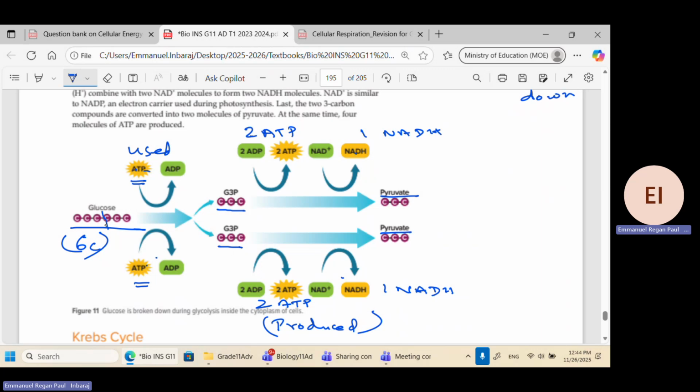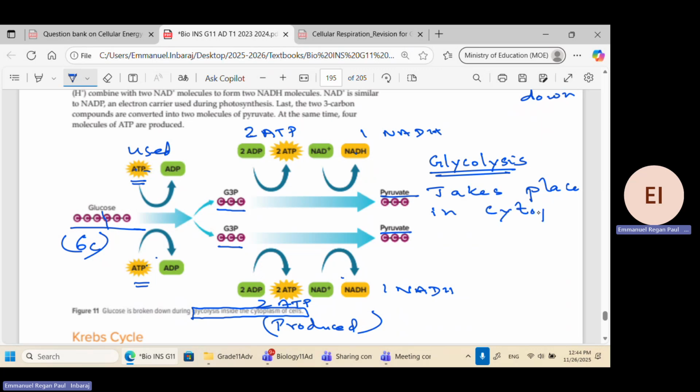So this is what happens in glycolysis. So where does glycolysis take place? See, glycolysis takes place inside the cytoplasm of the cell. A very, very important question. Okay, I will write here, so you will write it down somewhere and keep it. Glycolysis, where does it take place? It takes place in cytoplasm. Don't forget, it takes place in cytoplasm.